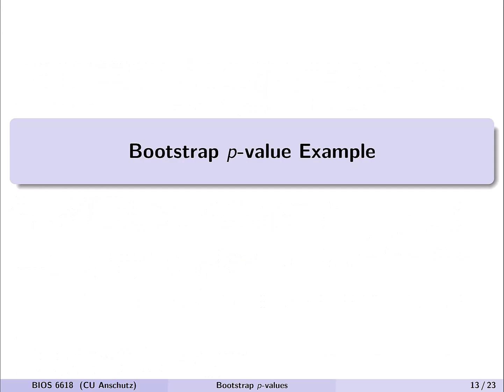So let's now dig into an actual data example and also talk about how we might derive these null distributions under the setting of two different means.